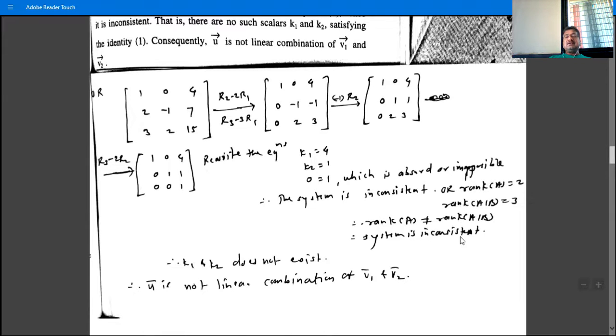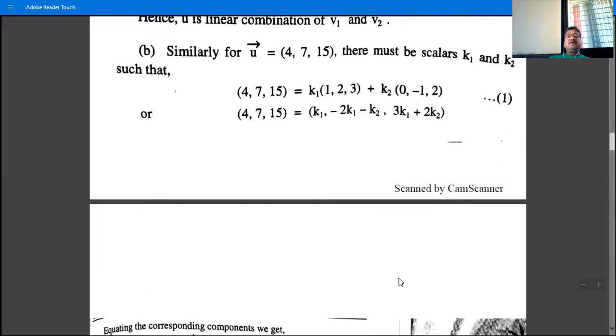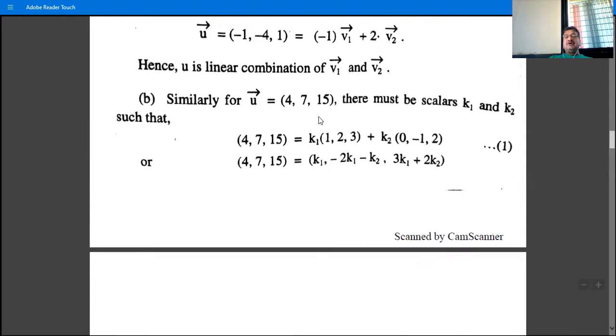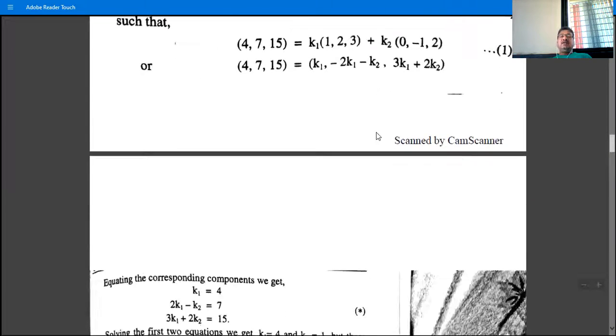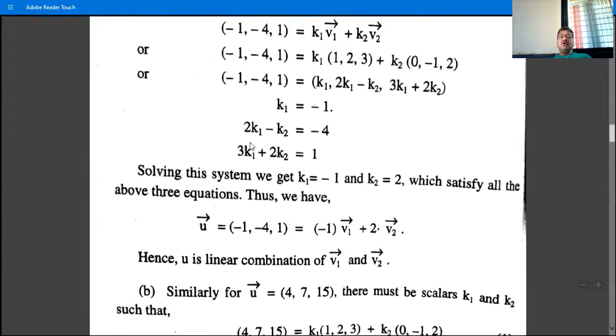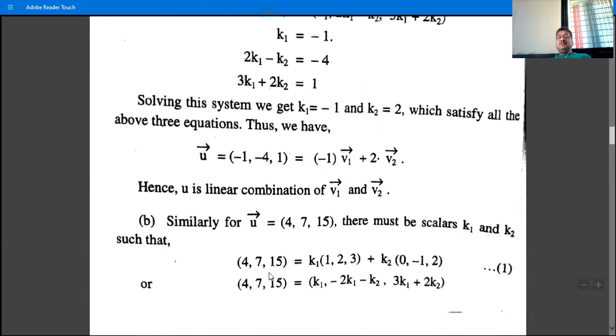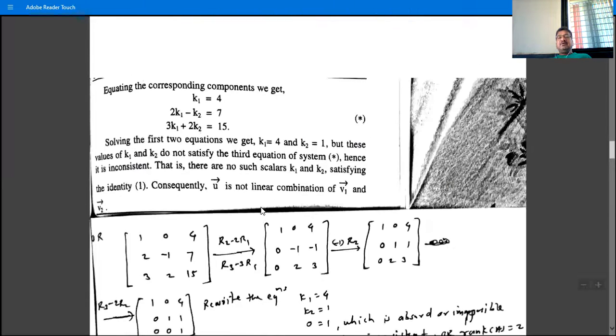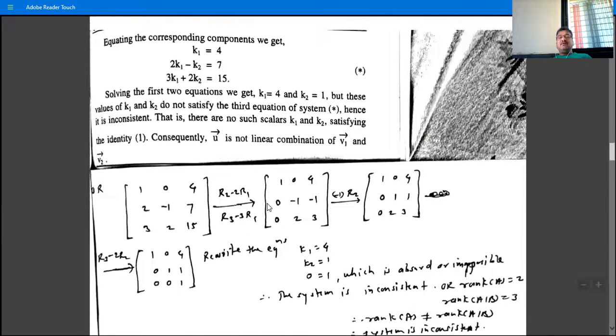But if the system is inconsistent, then we say that the values of the unknowns do not exist, and therefore u bar is not a linear combination of v1 and v2. We do not have values of k1 and k2 which satisfy equation number 1, and therefore u bar is not a linear combination of v1 and v2. So these are the two problems. In the first problem, u bar is a linear combination of v1 and v2. In the second problem, u bar is not a linear combination of v1 and v2.